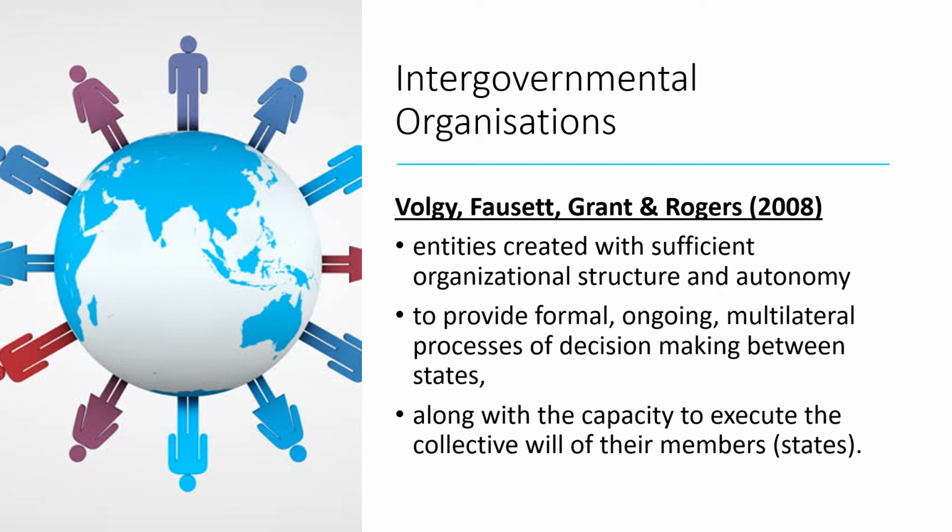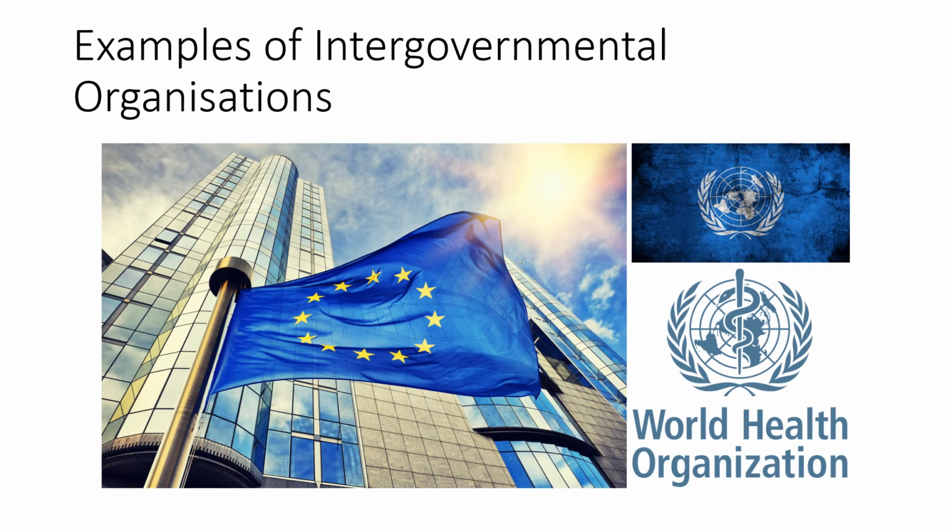Intergovernmental organisations refer to two or more nations working towards a common goal in unison. Volgi, Fassett, Grant and Rogers, 2008, describe intergovernmental organisations as entities created with sufficient organisational structure and autonomy to provide formal, ongoing multilateral processes of decision-making between states, along with the capacity to execute the collective will of their members. Examples of intergovernmental organisations are the United Nations, World Health Organization and European Union.